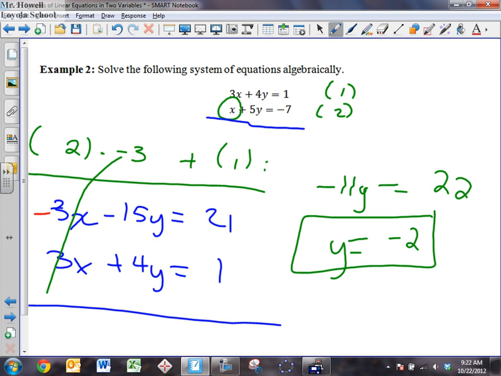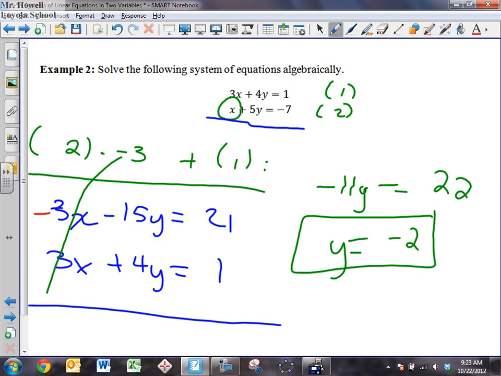Why did I multiply by -3? Sorry? It would be easier than multiplying equation 1 by 5 and equation 2 by -4. Yeah, see here, there's a +3. To get rid of a +3, I want this to be a -3. Right? That's the only way they'll cancel.